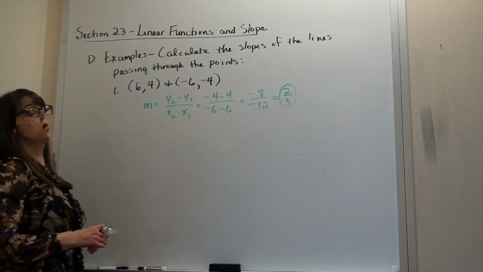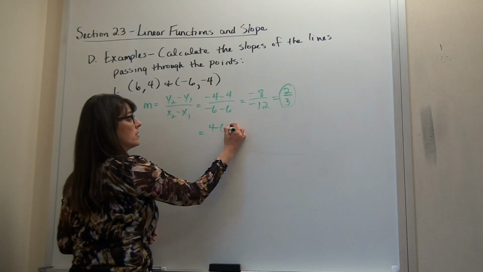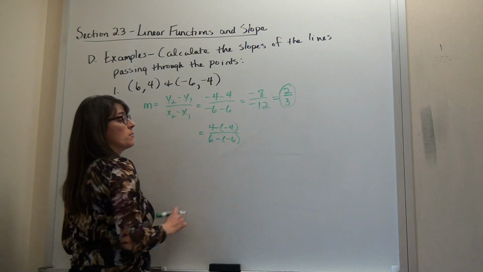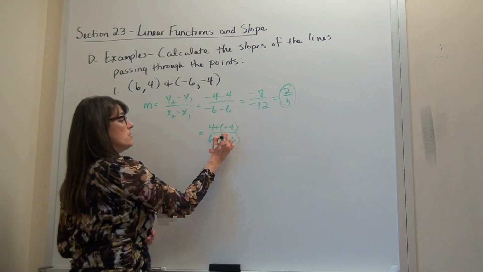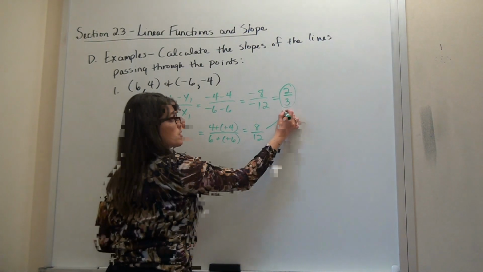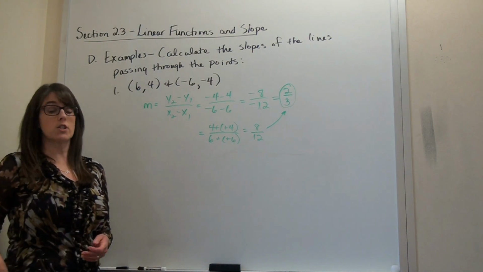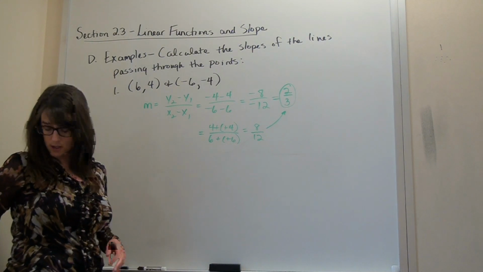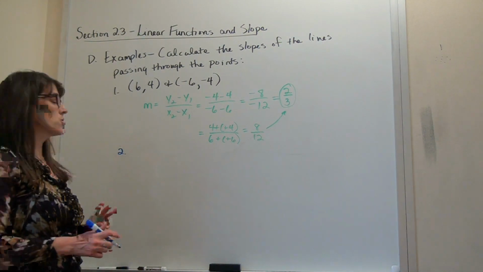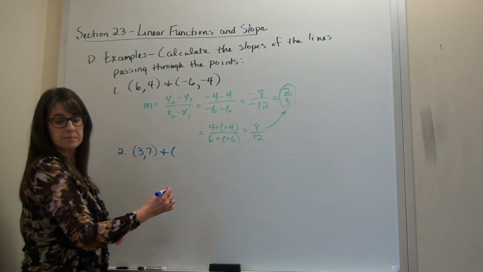Had I chosen to subtract in a different order, had I chosen 4 minus a -4, I would have gone 6 minus a -6, but subtracting a negative is really adding a positive. So I'll get 4 plus 4 is 8, 6 plus 6 is 12. That still simplifies to 2/3. So see, it really doesn't matter the order you subtract the y's, just make sure you go in the same order on those x's. So now let's try a couple more. These last two that I'm going to do are two that typically people get really twisted on.